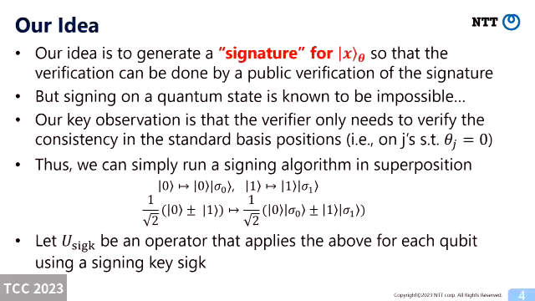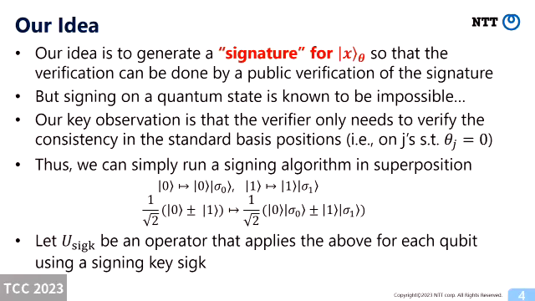So our idea is to generate a signature for the BB84 state, so that the verification can be done by a public verification of the signature. But signing a quantum state is in general known to be impossible. Our key observation is that in their compiler, the verifier only needs to verify the consistency in the standard basis positions. So we can simply run the signing algorithm of some signature scheme in superposition like this.